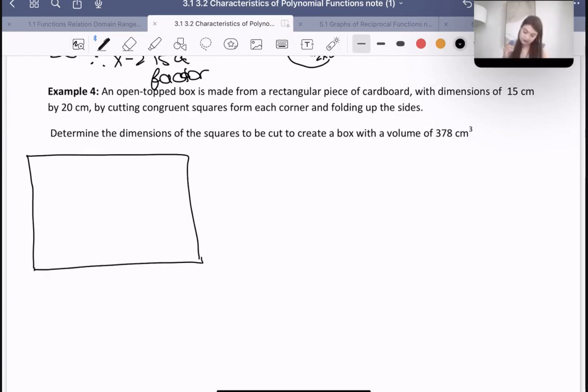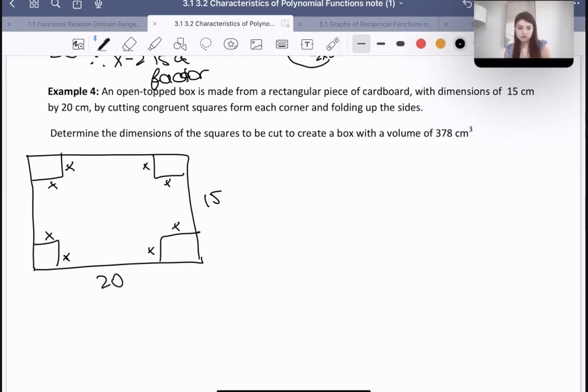And then we're going to make a box. And this has dimensions of 20 by 15. And we're going to make a box where we cut out these four corners, 1, 2, 3, 4 corners, and then fold up the sides to make an open top box. So we have x, x, x, x, x, x, x, x. And we want to know how big to cut these, right? Determine the dimensions of the squares that we should cut on each side, basically. The dimensions of the squares that are going to create this box.